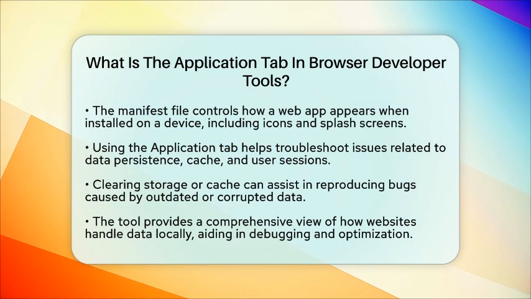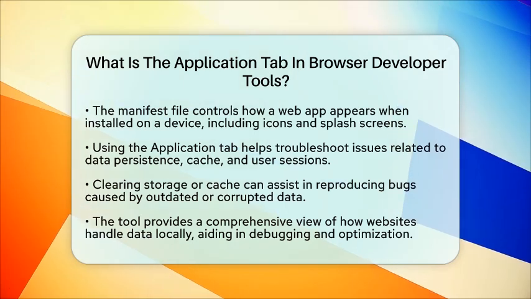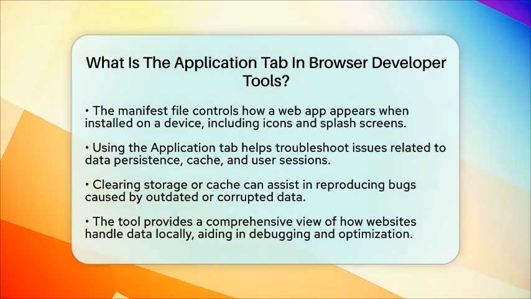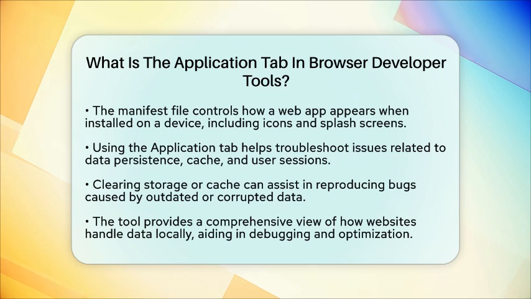To access the Application tab, open your browser's Developer Tools and click on the tab labeled Application. Remember, in Chrome and Edge, it's right there. In Firefox and Safari, look for the Storage or similar tab. This tool gives you a clear view of how your website manages data locally, making it easier to troubleshoot and improve your web applications.